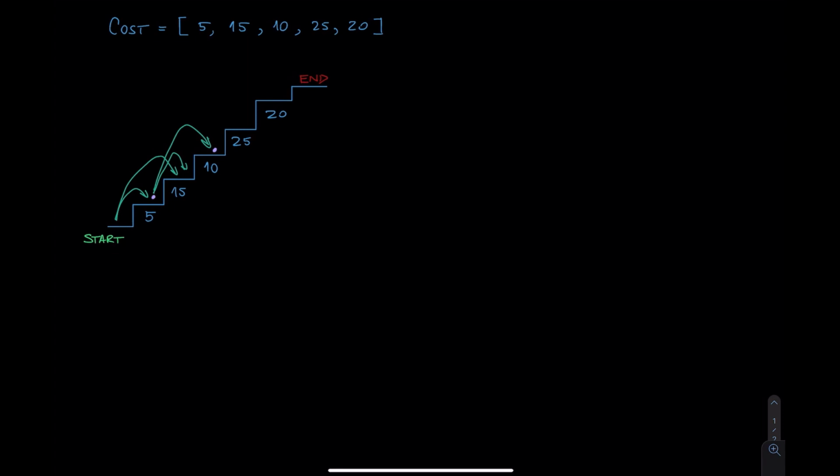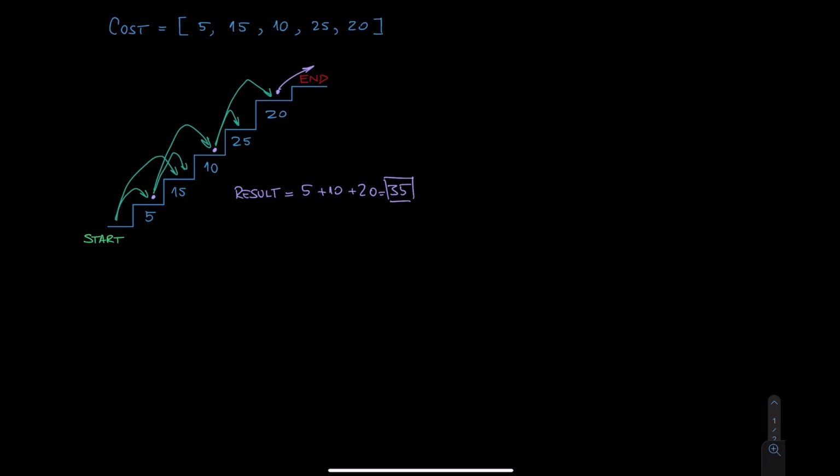Now from 10 I have once again two options to either go to 25 or to 20, and I choose to go to the minimum between the two, to 20. And from here on I'm at the end. So I solved the problem. Now if I sum up all the costs, I see that the result is 5, the cost of going to the first step, plus 10 plus 20, the result is 35. So the minimum cost of climbing the stairs is 35.